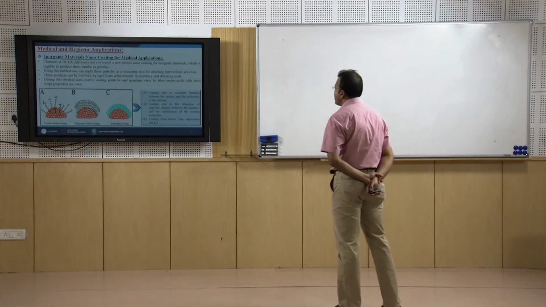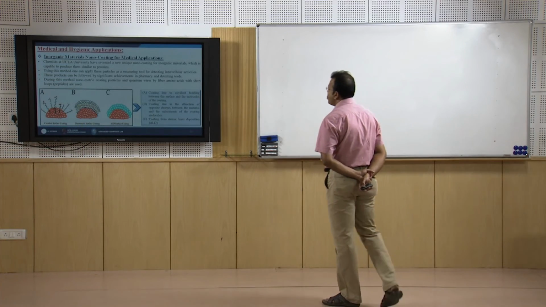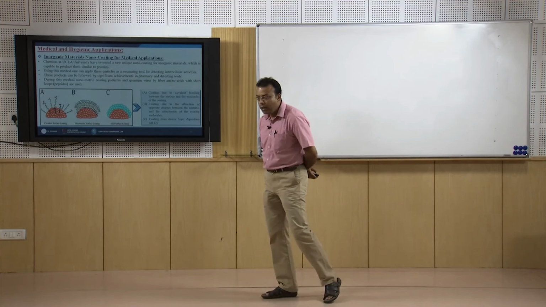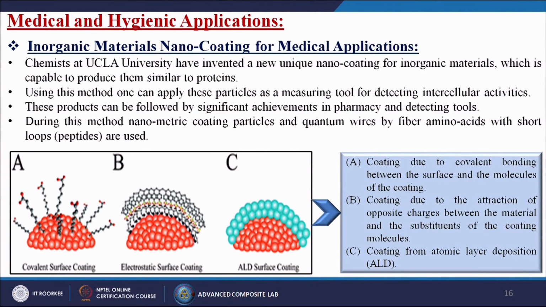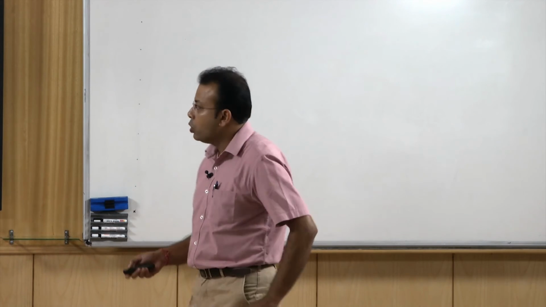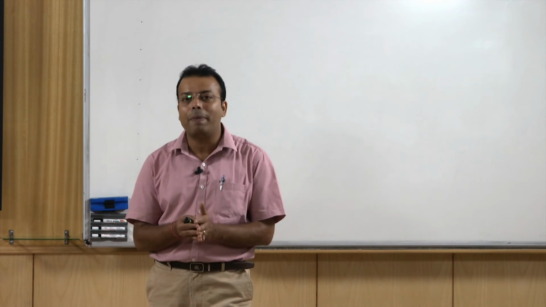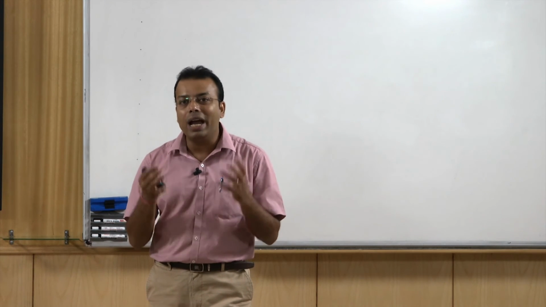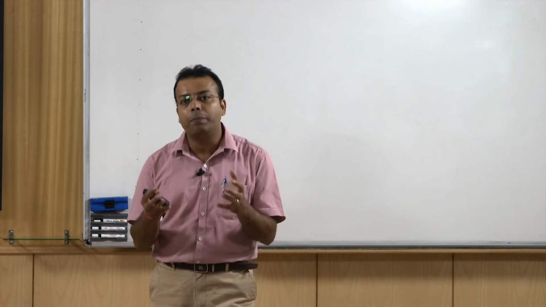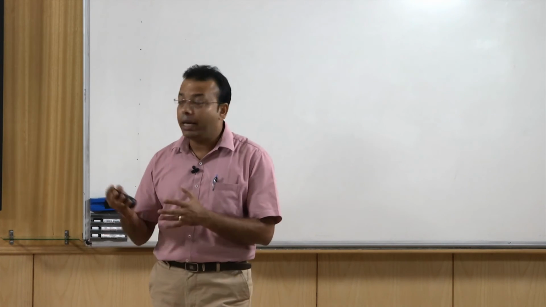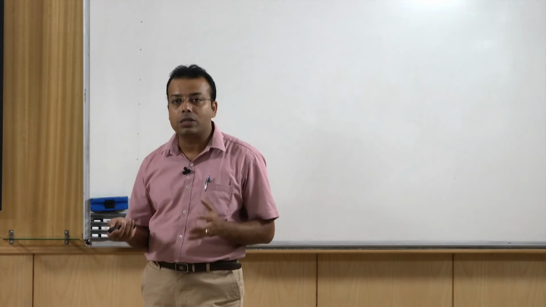Next, we are using these kinds of materials for medical and hygienic applications. Generally, we use them for antibacterial applications. Chemists at UCLA have invented new unique nano coatings for inorganic materials, which are capable of making them similar to proteins. These materials have wonderful properties for biomedical applications. So, we are trying to develop artificial proteins in our lab by doing these kinds of coatings onto the surface.